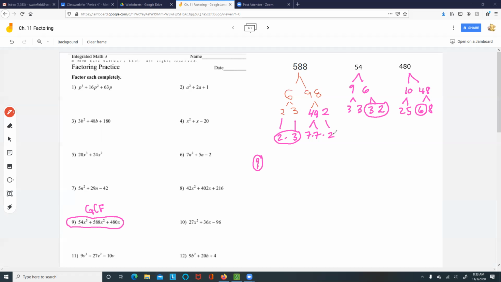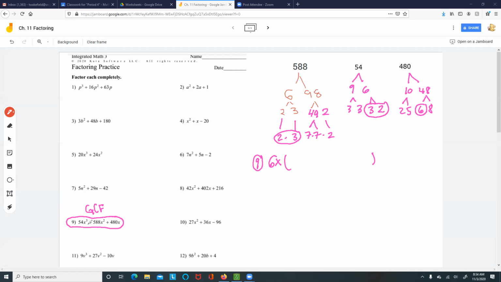Then you want to look for what all three have in common. And I saw a 2 and a 3 in all of them. So I circled a 2 and a 3, and then 6 is 2 times 3. And if there were any more that they all had, then I would go ahead and circle those, but there aren't any. So that tells me 6 is the biggest number that goes into all of these. So I want to take out a 6x, because they all have an x in it.